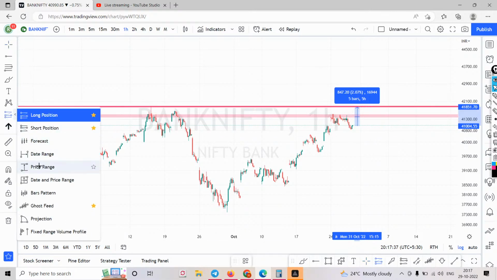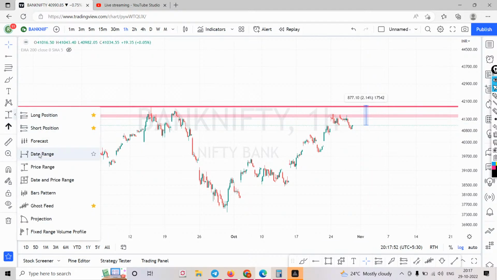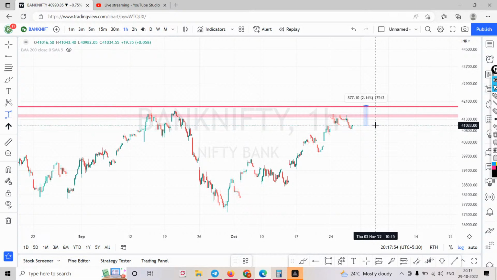I'll go here, price range, click somewhere here and put it as 2%. Now there is a strong resistance at 2%, so I have to watch out for support also. I'll select the price range from the current market price, even taking the 2% range just to match it. This is the way I do it. Let me go for 2%. So, can I go for iron fly?